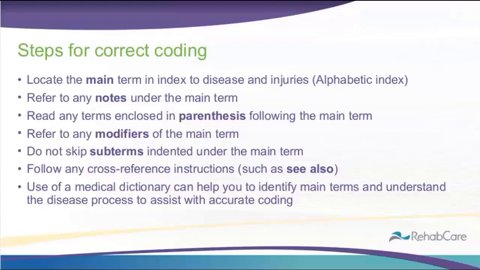Do not skip the subterms, because there could be information in those subterms that is going to direct you, like the diabetes one directed you to another. Rather than being in the E11, you were in the E08 or the E10. And then you cross-reference the instructions. So if it says "see also" another term, go look at that one too, because it may be more important. It could be a combination code that needs to be coded under a different one.